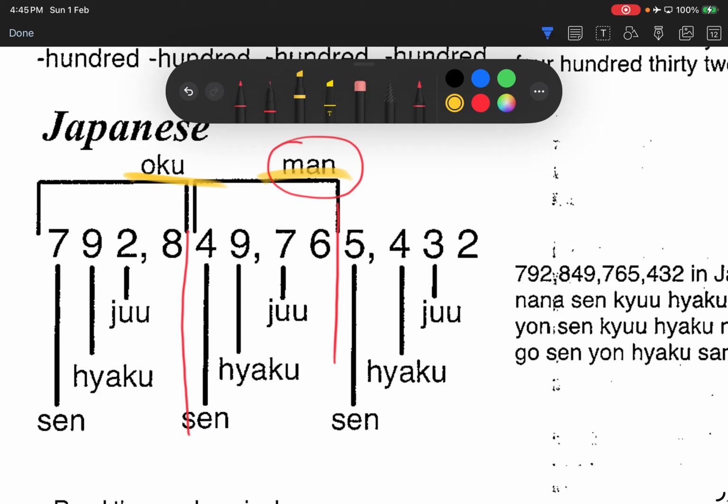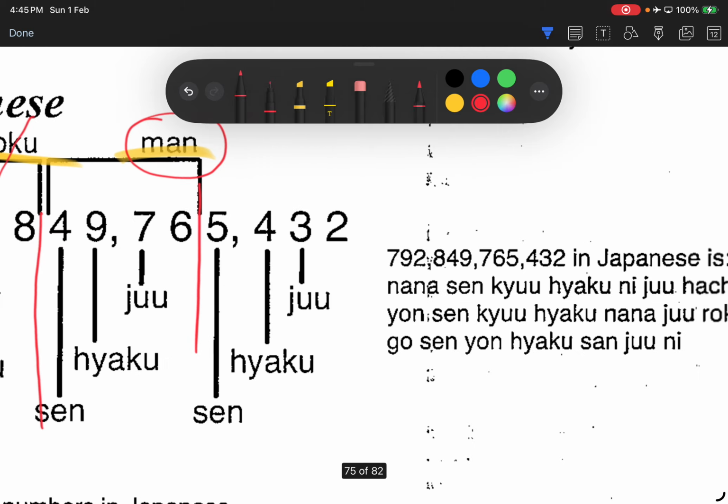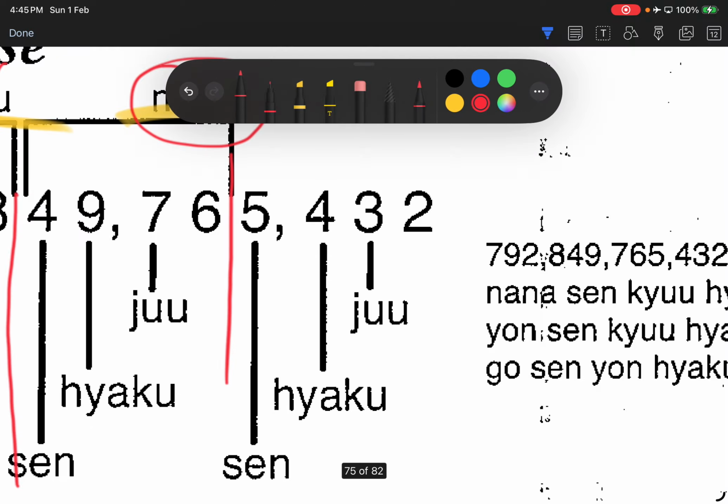I'm going to ignore oku. I think that one is very straightforward once you understand man. Let's talk about man. If you see man, this is the sen position, the bottom part, sen. So sen, 4, yon sen. Then 9 hyaku, and 76. For these 4 numbers we say 4976. Just bear with me first. We just learn how to say these 4 numbers first. Ignore the ones behind first. Just say the 4 numbers.